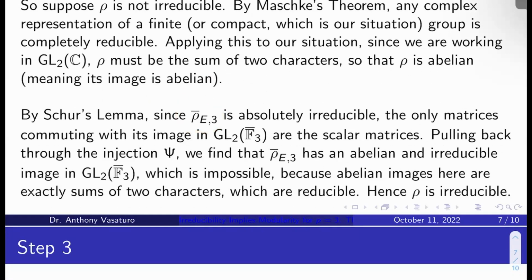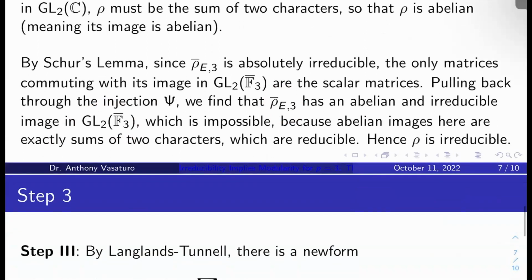Okay, but then by actual Schur's lemma, since rho bar E3 is absolutely irreducible, the only matrices commuting with its image in GL2 of F3 bar are the scalar matrices. Well, if you pull all this information back through the injection psi, what you have right now is that rho bar E3 has an abelian and an irreducible image in GL2 of F3 bar, which is of course impossible. Because again, abelian images here are exactly the sums of two characters, which are reducible. Okay, that's a contradiction, right? So rho is irreducible.